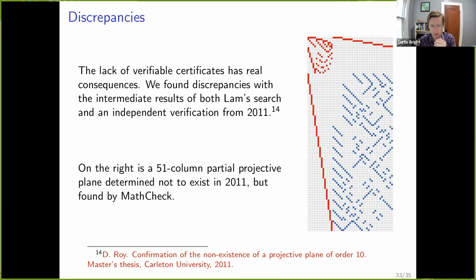So in one case, I've drawn it on the right here. This is a partial projective plane of order 10, and it has 111 rows, it has 51 columns. Okay, so it doesn't extend to a full projective plane because it doesn't exist, but this partial projective plane was asserted not to exist in the previous search. So the previous search was predicated on the fact that this doesn't exist.